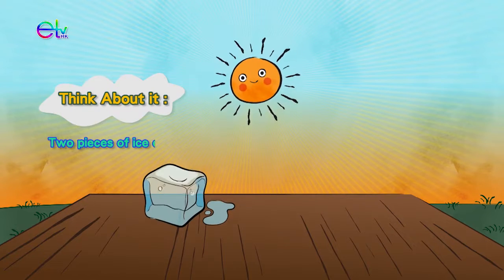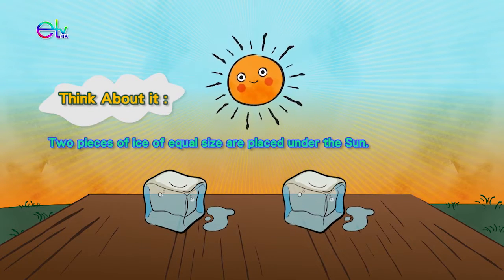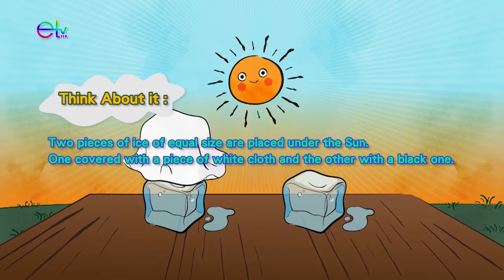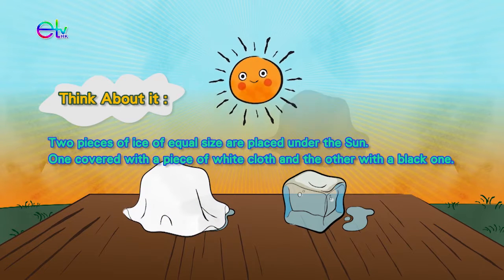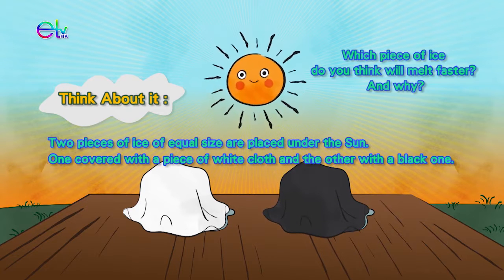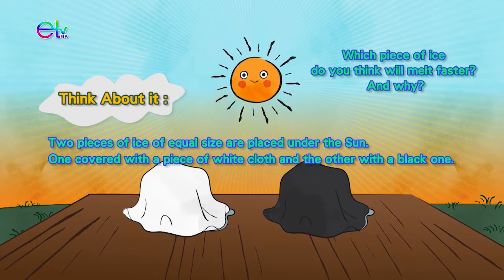If I put two pieces of ice of equal size under the sun, one covered with a piece of white cloth and the other with a black one, which piece of ice do you think will melt faster, and why?